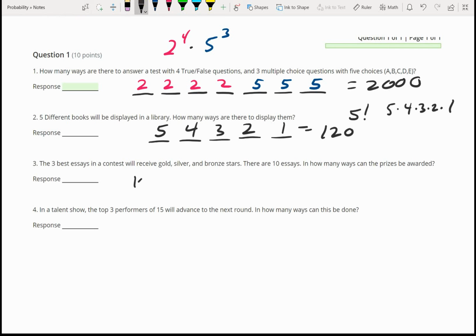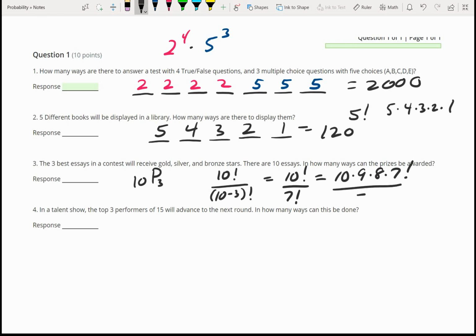So this is going to be 10 items taken 3 at a time, 10p3. So that's going to be 10 factorial divided by 10 minus 3 factorial, the ones we exclude. So 10 factorial divided by 7 factorial, and so that will be 10 times 9 times 8 times 7 factorial divided by 7 factorial. The factorials will cancel out, and so that will be 10 times 9 times 8. So that will be 720.